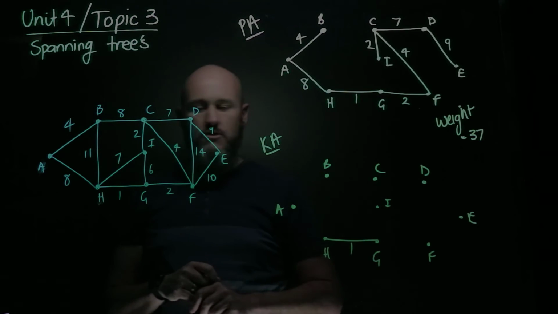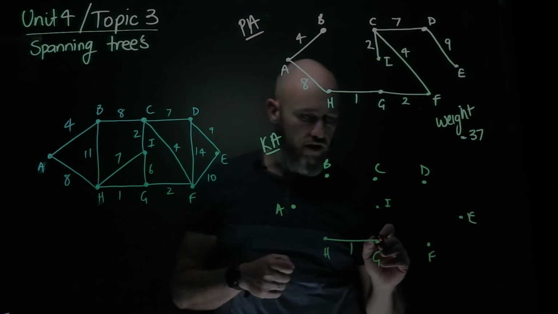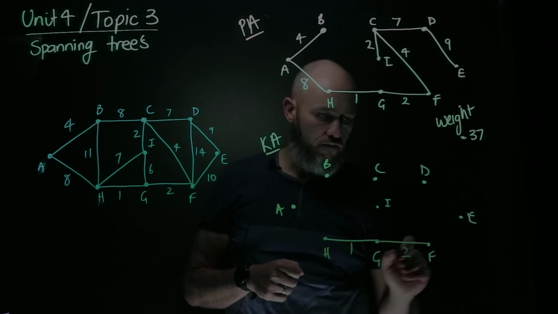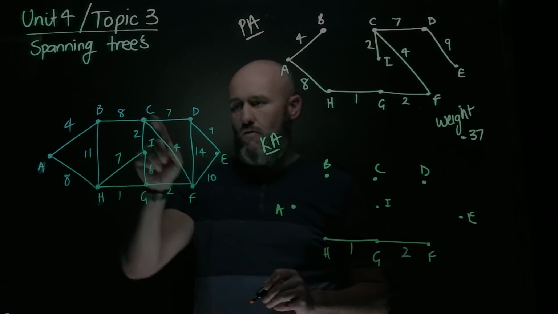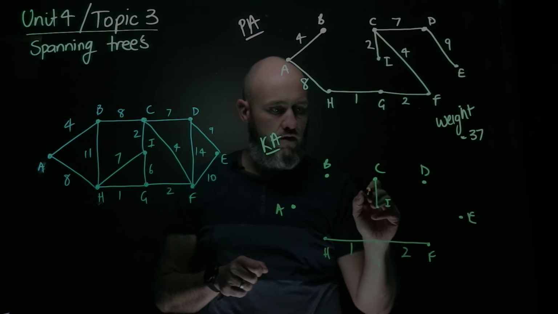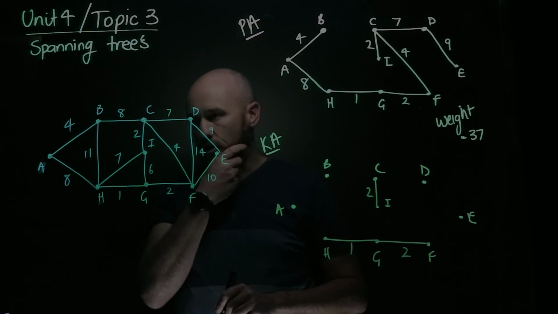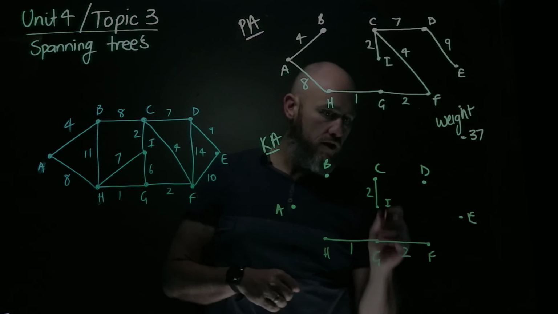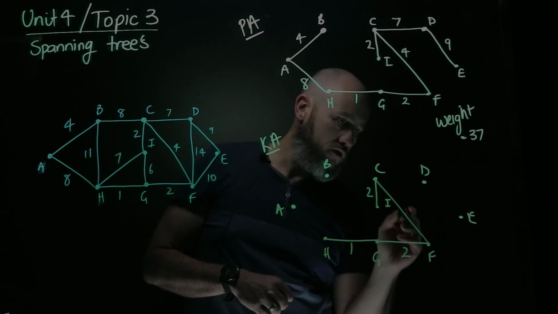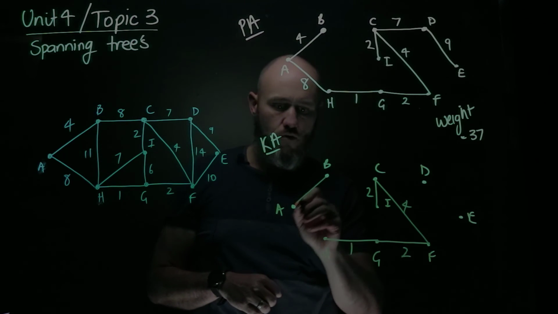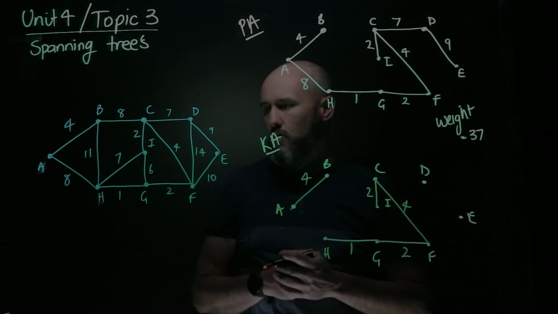And that's all good, doesn't create a cycle. I'm going to incorporate the next smallest, which is this 2. Doesn't create a cycle. I've also got another 2 up here. Doesn't create a cycle or a loop or anything like that. Okay, what have I got now? I've got some 4s available to me, and I can use all of them. So there's a 4 there, and there's a 4 here. None of those create loops or cycles.